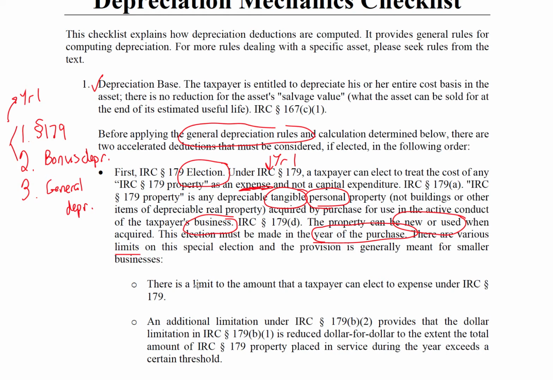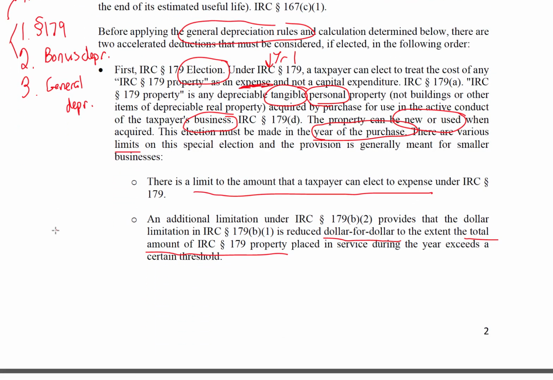Now, there's a limit with respect to the amount a taxpayer can elect to expense. And there's also a dollar-for-dollar limitation on the total 179 property, so how much property you place in service. If you place millions of dollars in service, then you're not going to be able to take this. Again, this is meant for small businesses.